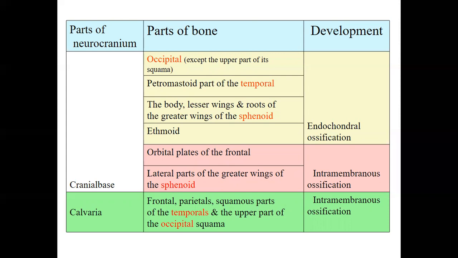And for the calvaria, these are the bones that form it: the frontal bone, the parietal bone, the squamous part of the temporal bone, and the upper part of the occipital squama. These are all the bones that form the calvaria. I repeat: the frontal bone, parietal bone, squamous part of the temporal bone, and upper part of the occipital squama.